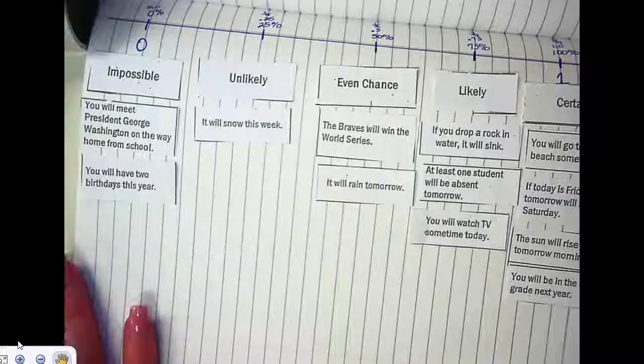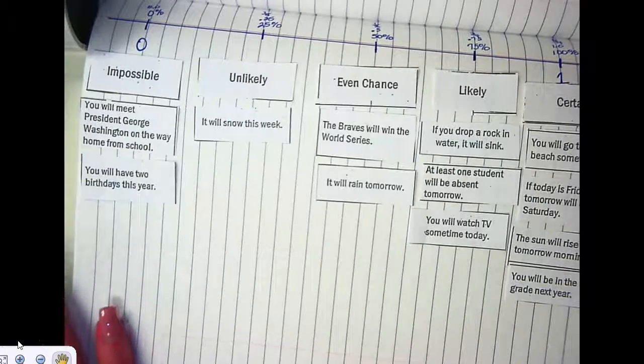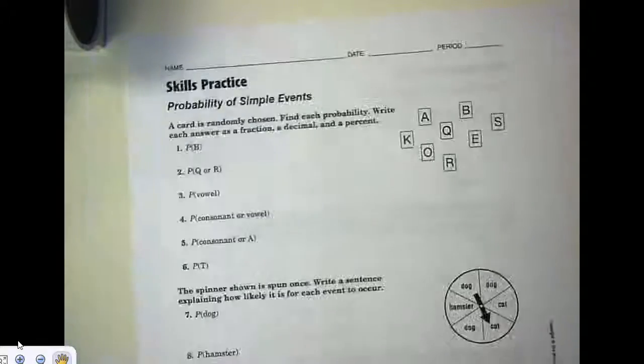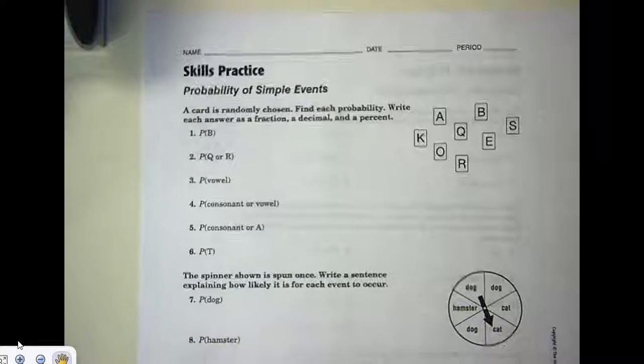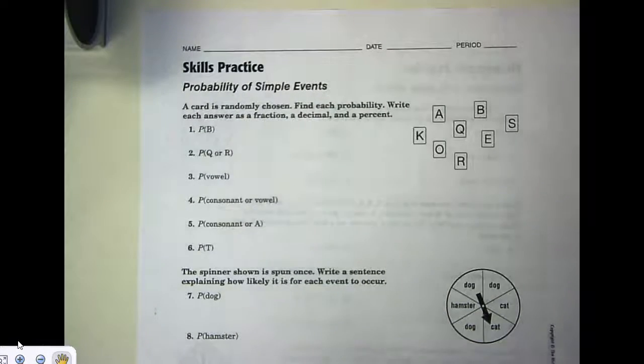Let's look at the skills practice, and let's see if we can get through part of that skills practice before we leave, at least. In just a minute. Okay, let's look at the skills practice. So we're going to look at probability of simple events, of just one thing happening, not depending on something else, the probability of a simple event.